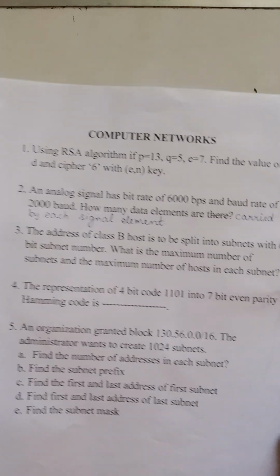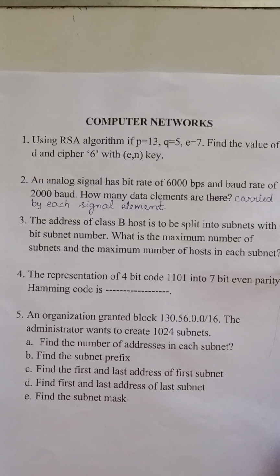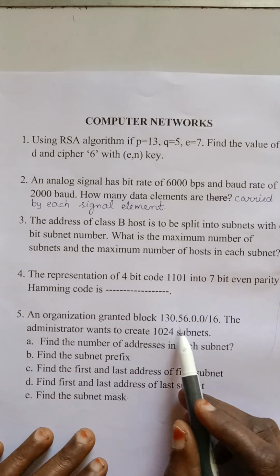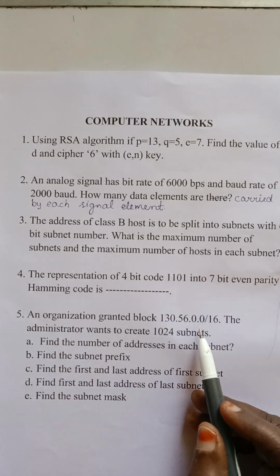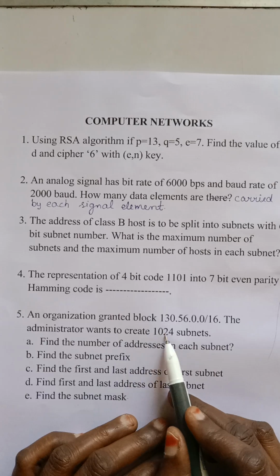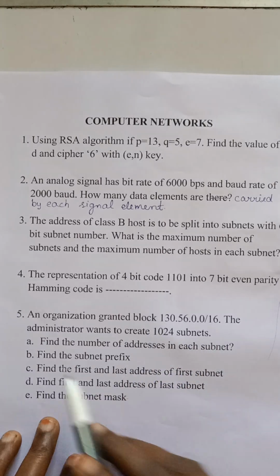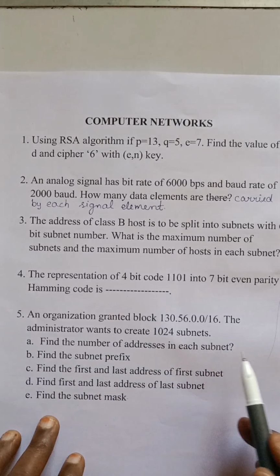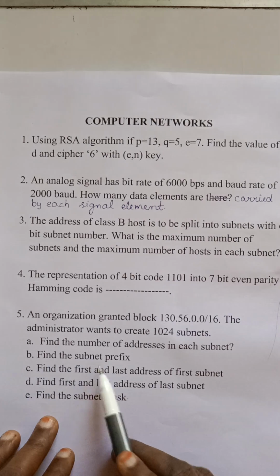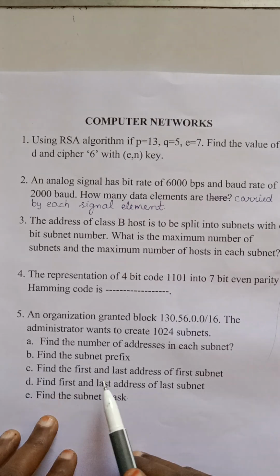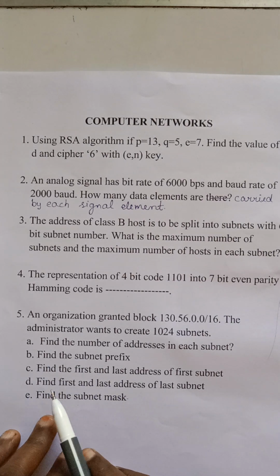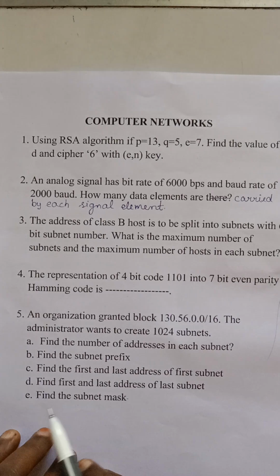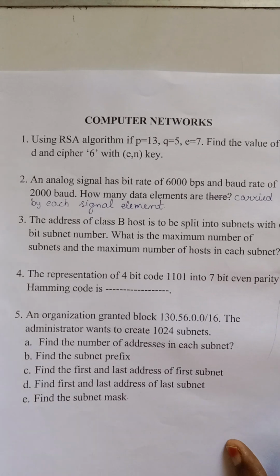Next problem. See, an organization is granted the block 130.56.0.0/16. The administrator wants to create 1024 subnets. Find the number of addresses in each subnet. Find the subnet prefix. Find the first and last address of the first subnet. Find the first and last address of the last subnet. Find the subnet mask. So this is the question.